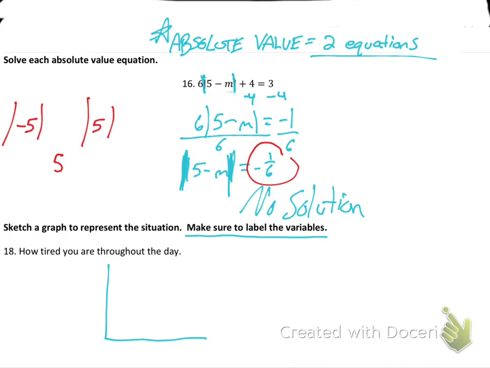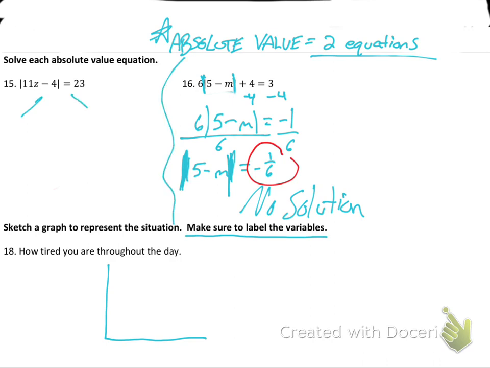Now, if I wanted to do one for you, just to show you guys real quick, this one's set up for you already. What you would need to do is 2 equations. That would be 11z minus 4 equals 23, and then 11z minus 4 equals a negative 23. Then you would solve for z in each, and you would get 2 answers.